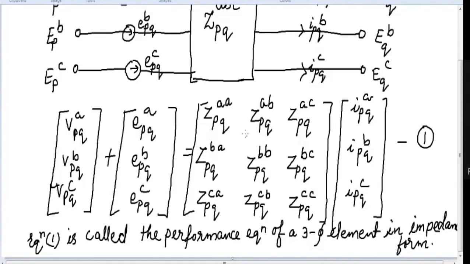So for these diagonal terms I have already said what the terms are. Let us now come to the off-diagonal terms. The off-diagonal terms are ZPQAB, ZPQAC and ZPQBC. These form the upper triangular matrix, and the lower triangular matrix is ZPQBA, ZPQCA and ZPQCB. These are the mutual impedances with respect to phases A and B, phases A and C, and phases B and C. Okay, is it clear to everyone?